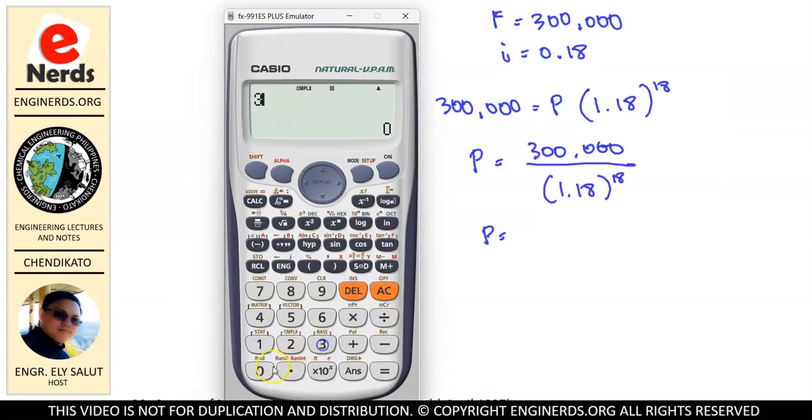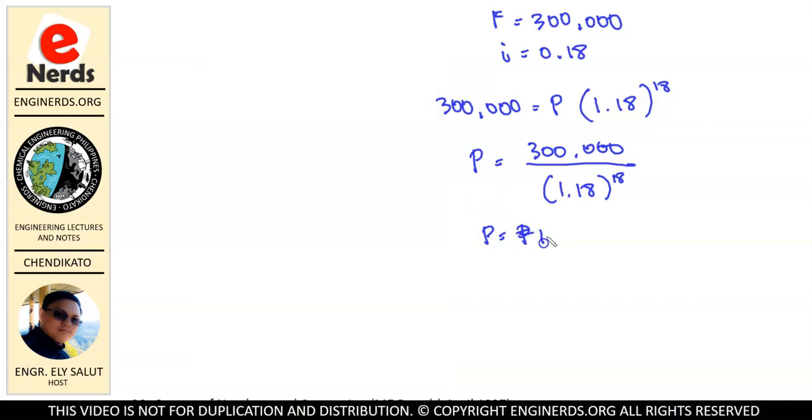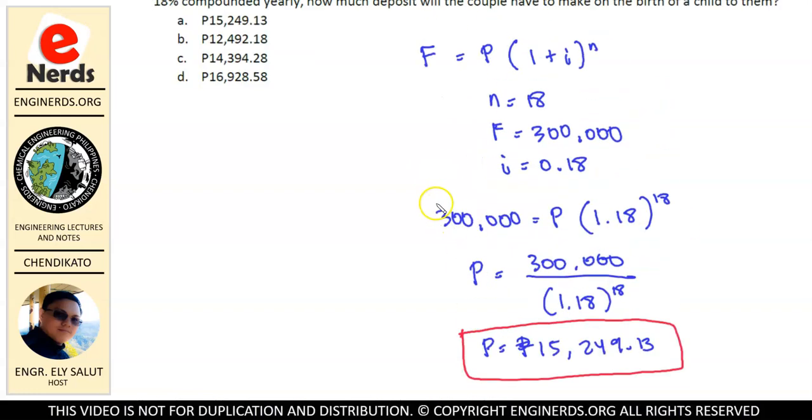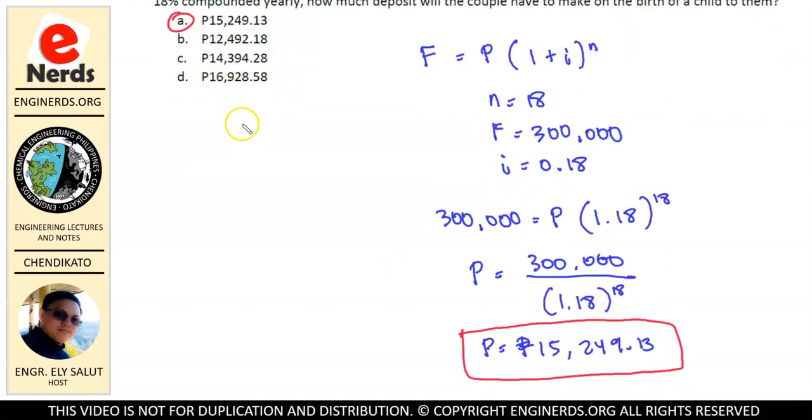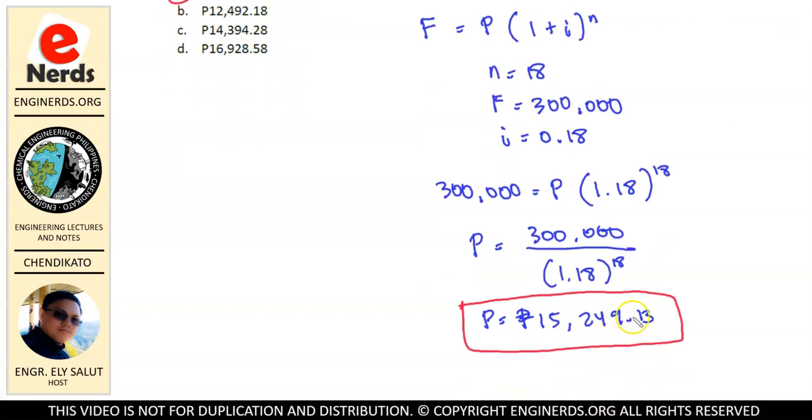Okay, so we have 300,000 divided by 1.18 to the 18. So we have 15,249.13. And this is our final answer here, 15,249.13, which is letter A. Kapareho ng sagot natin dito.